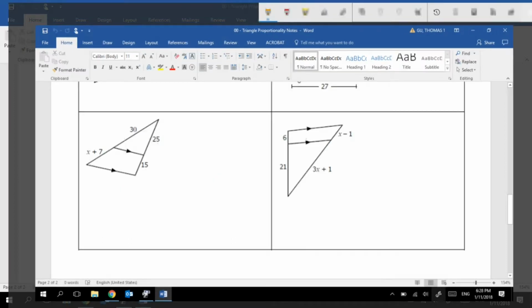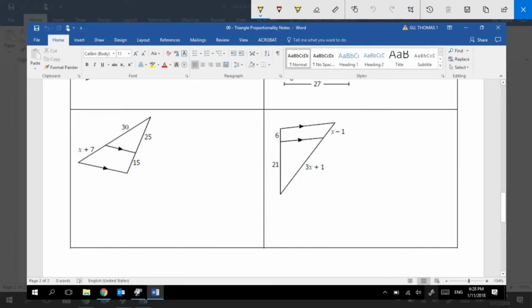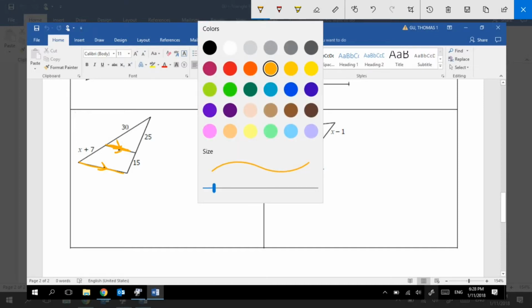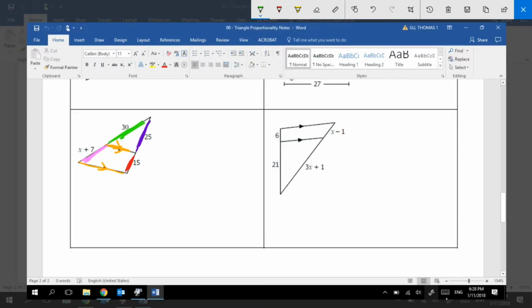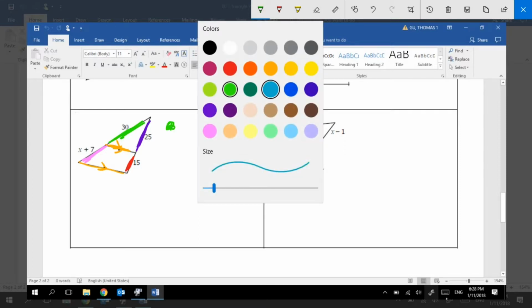Let's go to the next one. Once again, we got two parallel lines in the triangle. This line's parallel to the side right there. That means we can set up another cross product, and let's color code it just in case. So that means my cross product is going to be green over pink.